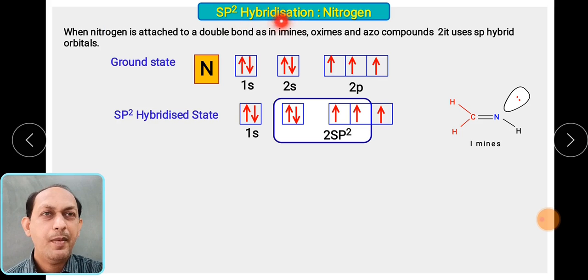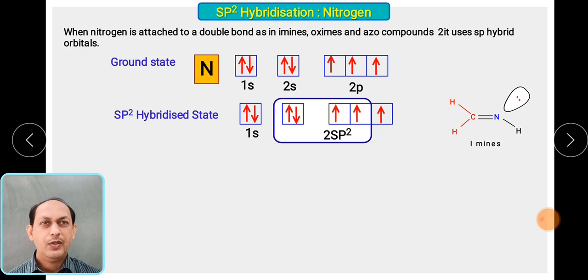Now, after sp3 hybridization, nitrogen also exists in sp2 hybridization. As we know, sp2 hybridization is nothing but mixing of one 2s orbital and two 2p orbitals. This type of bonding you can observe in compounds such as imines, oximes and azo compounds. In these compounds you can see this bonding, and there the hybridization of nitrogen is sp2.